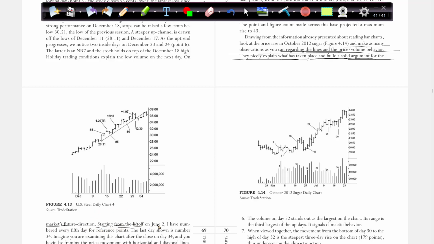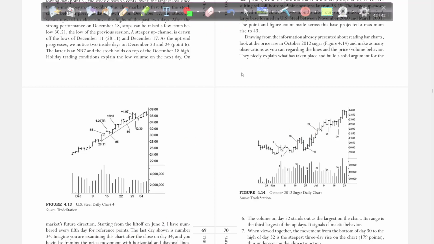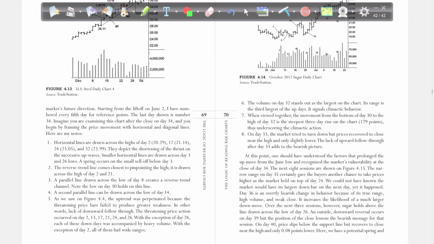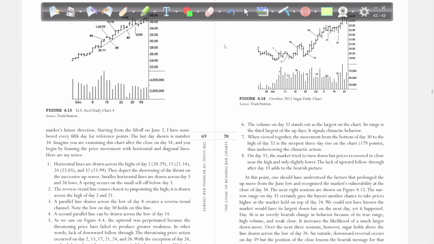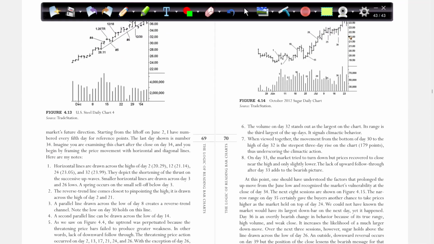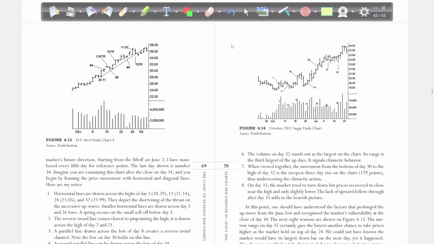Starting from the lift-off on June 2, I have numbered every fifth day for reference points. The last day shown is number 34.